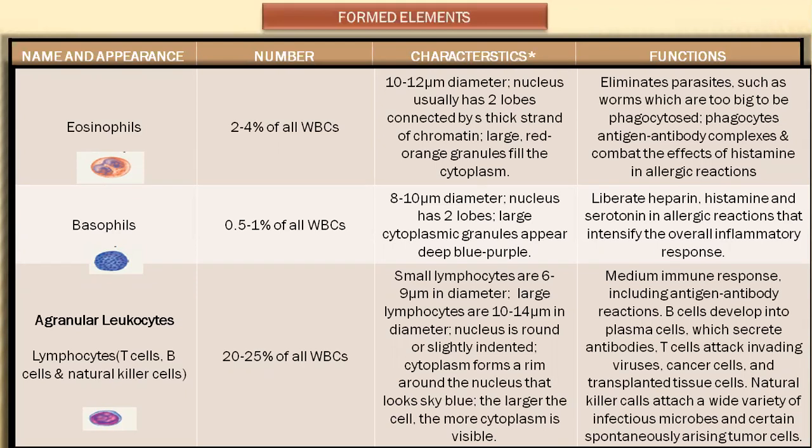Basophils have granules that look blue in color. They're the least abundant white blood cells, about 0.5 to 1% of total white blood cells. In diameter, they're small, between 8 to 10 micrometers, and the nucleus has 2 lobes. They have large cytoplasmic granules that appear deep blue-purple in color.